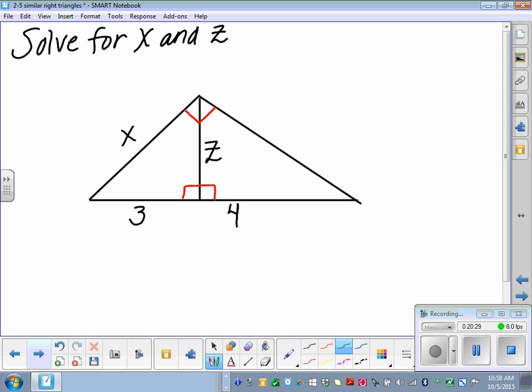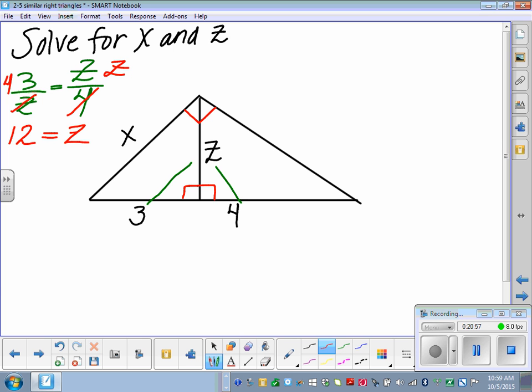Can we solve for z easily? Yes, we can use our geometric mean and solve for z. So 3 over z is equal to z over 4. Questions on using that geometric mean? Then we'll cross multiply both sides by 4, but it divides out over here. Multiply both sides by z, but it divides out over here. So we have 4 times 3, which is 12, which is equal to z squared. Then we'll take the square root of both sides of the equation, so that our root cancels out with our power, giving us z is equal to 3.5.